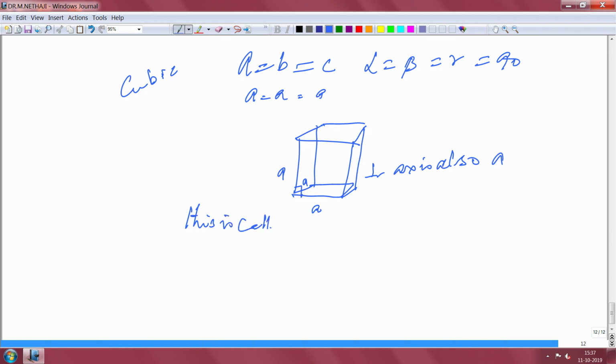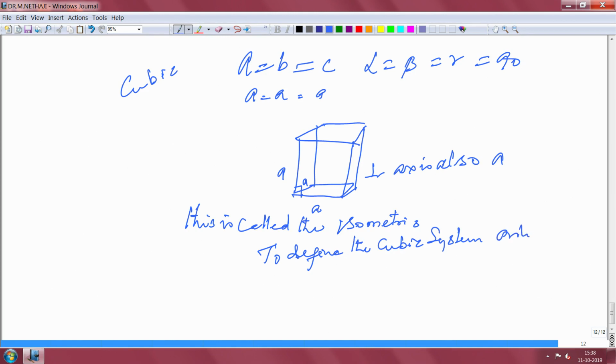This is called the isometric. To define the cubic system, only one parameter, that is a, is needed.